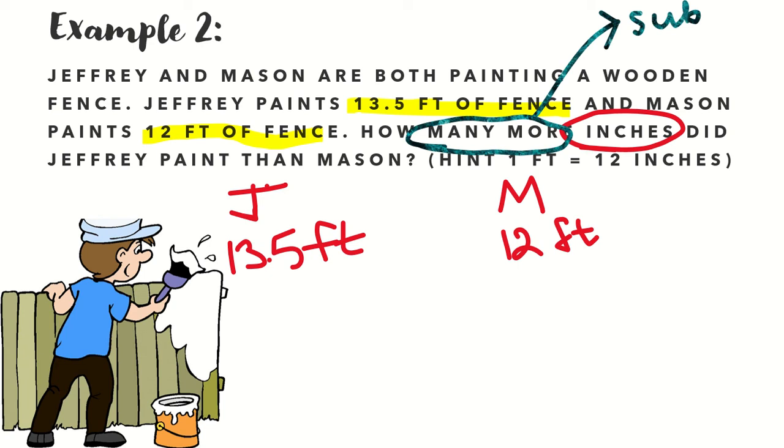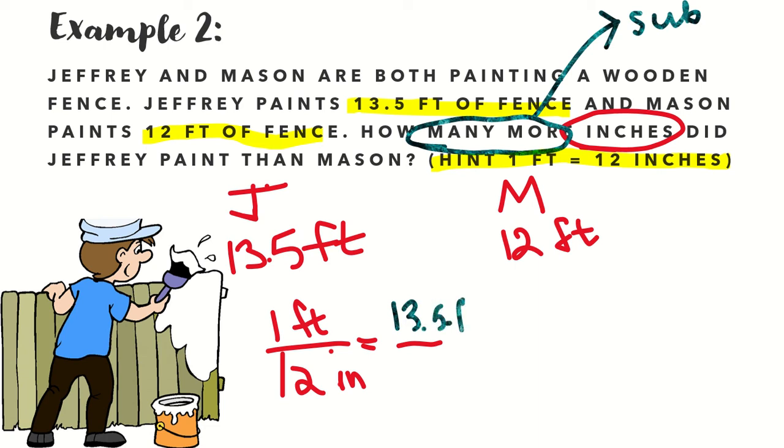Oh, and look at what we've got here. We have a hint. 1 foot equals 12 inches. Remember what I told you to do? Whenever you see one of these parentheses with a measurement conversion, immediately put that into a fraction. 1 foot is the same or equivalent to 12 inches. So that's written in one fraction. And then our second fraction, now we just take Jeffrey's 13.5 feet, and we know that that belongs at the top along with the other feet. And that lets us solve very easily. That's going to be Jeffrey's part of the problem.